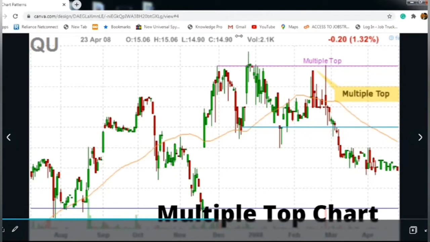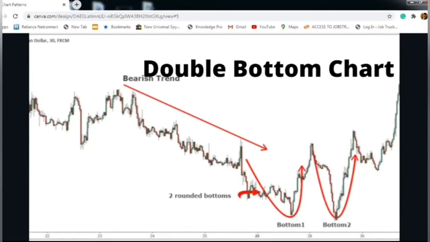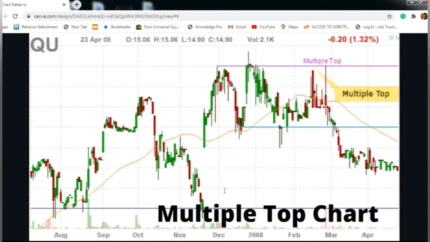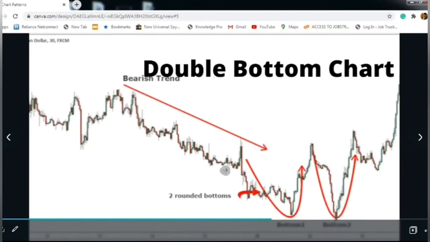So you see that there is no way to break the resistance and it will fall down to a very low value. And let us move to the next indicator. So this chart is a very strong bearish chart. Okay, that is multiple top chart. Okay, I think you understand. Till here we have seen, and we are going to the next chart.